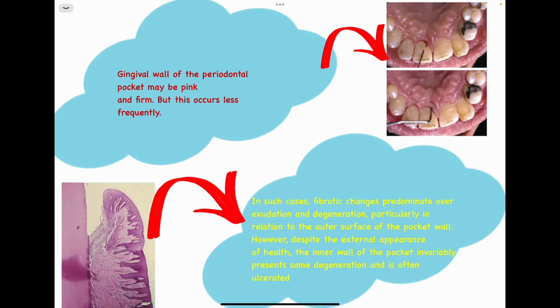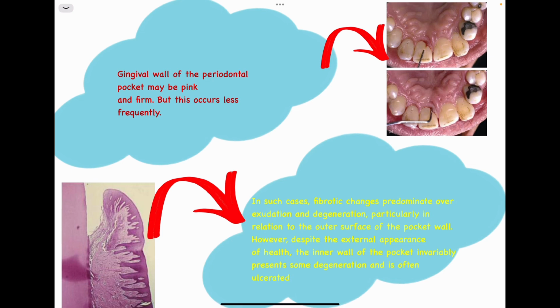However, despite the external appearance of health, the inner wall of the pocket invariably presents with some degree of degeneration and is often ulcerated. So the epithelium is often ulcerated. No matter how it is seen clinically, it might be firm on palpation, but internally there is invariably some degeneration of the periodontal fibers as well as ulceration inside the pocket wall.